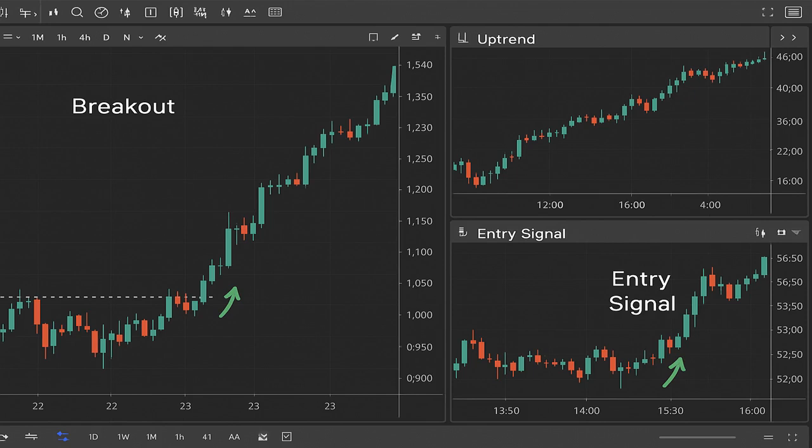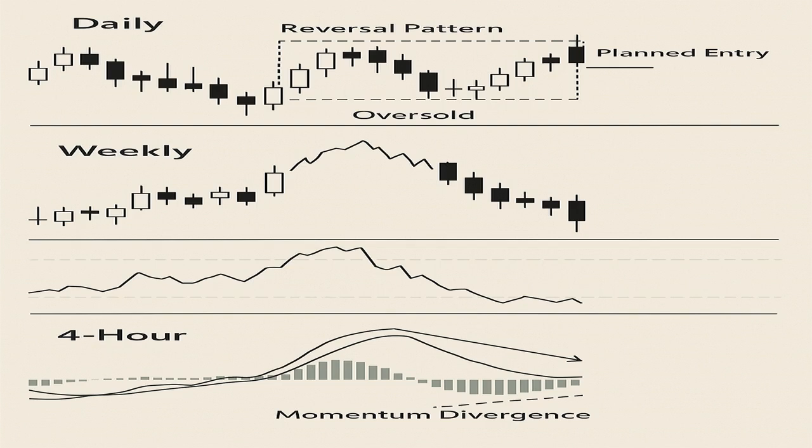Let me show you exactly how this works in practice. Day trader setup: primary 15-minute chart shows a breakout above resistance. Secondary 1-hour chart confirms we're in an uptrend. Confirmation 5-minute chart shows a pullback entry opportunity. Entry made. Swing trader setup: primary daily chart shows a reversal pattern. Secondary weekly chart confirms oversold conditions. Confirmation 4-hour chart shows momentum divergence. Entry planned for next day's open.